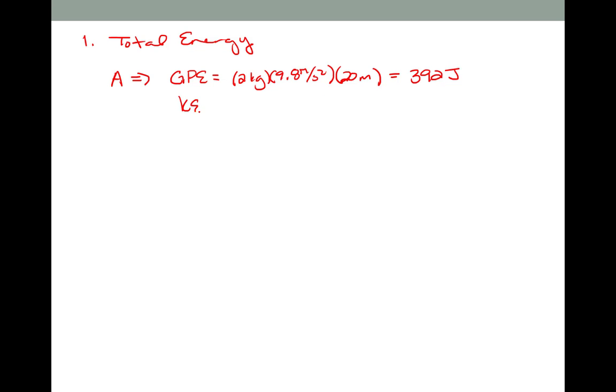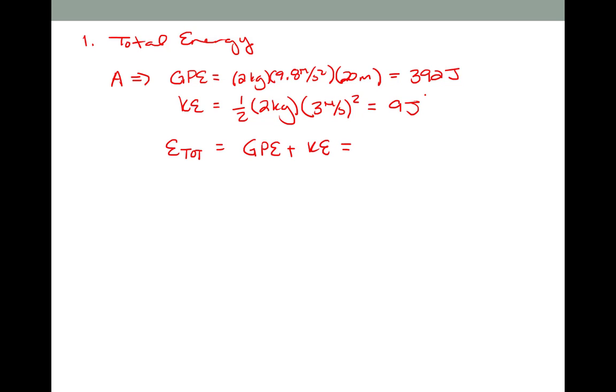It also has kinetic energy because it is moving, so that's 1/2 times the mass, 2 kilograms, times the square of the magnitude of the velocity, which we are told is 3 meters per second, which is 9 joules. And so E total is going to be the GPE at this point plus the KE at this point. So 392 plus 9 is 401 joules.